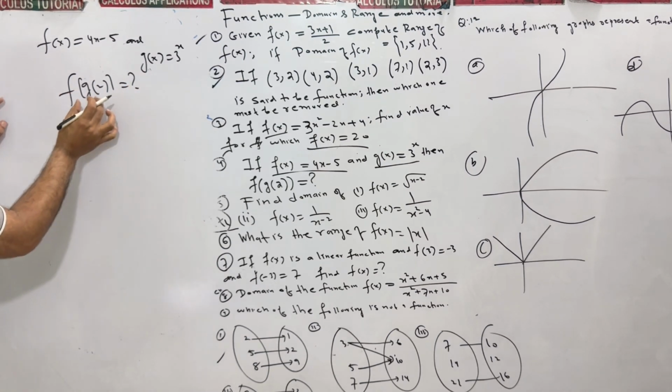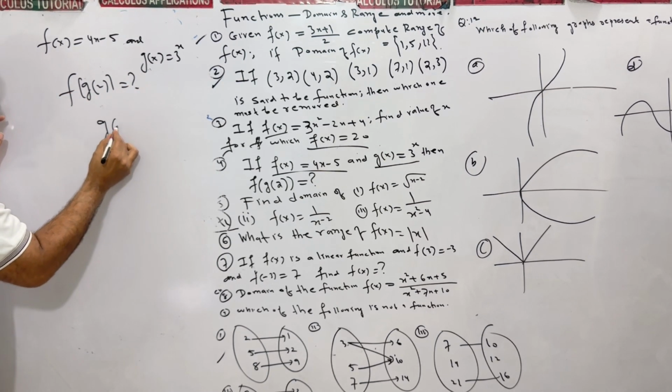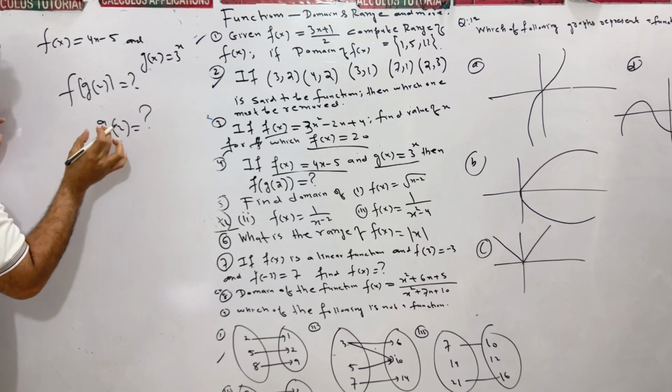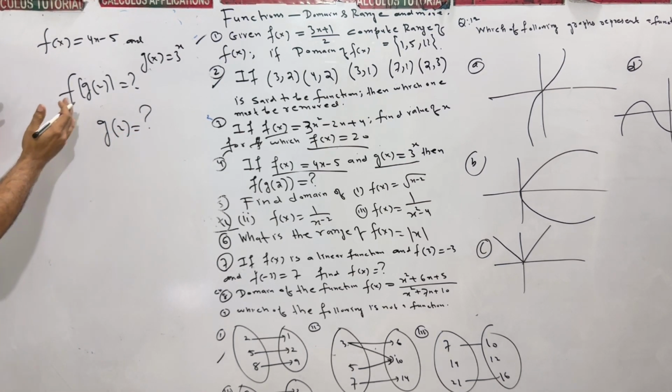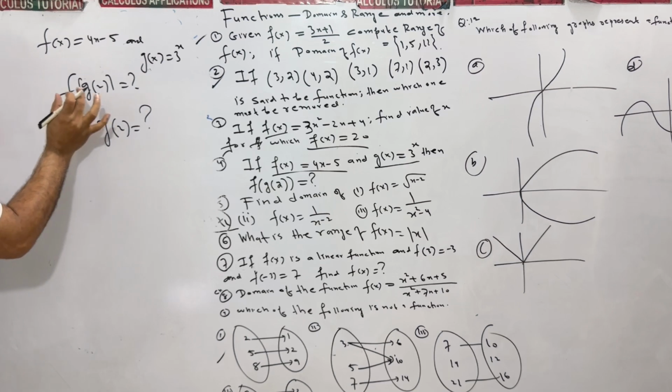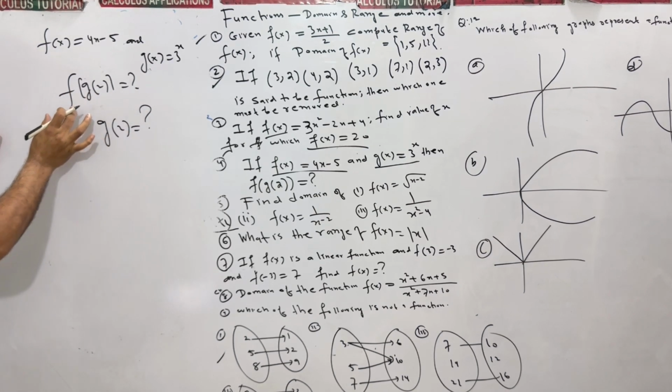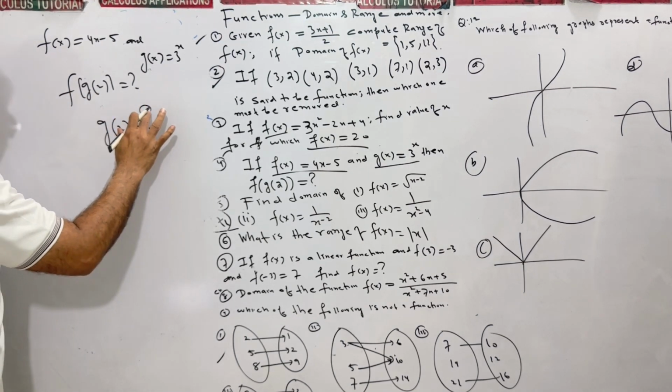First solve this one, g of 2. We have to solve g of 2 first, then move towards f, from inside out. First we have to solve g of 2, then it's f. It's known as composition of functions.